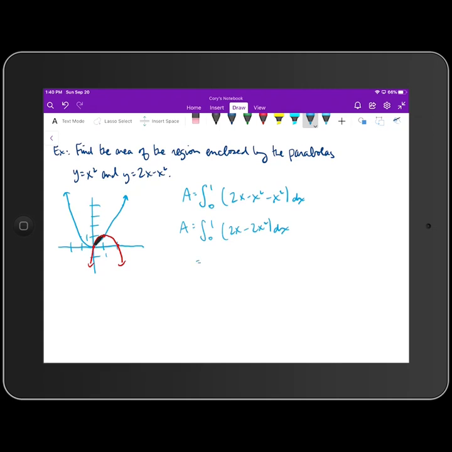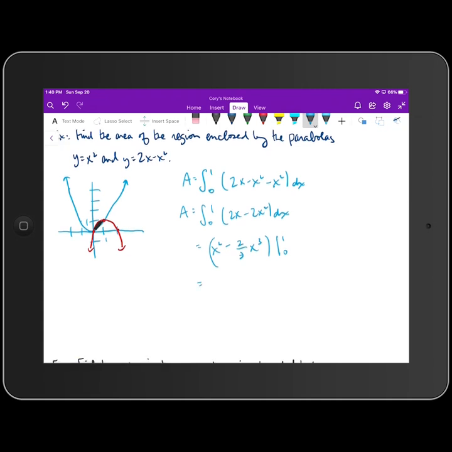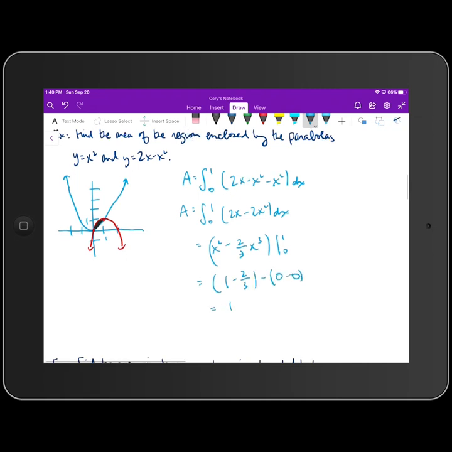So the antiderivative of 2x is x squared, minus the antiderivative of 2x squared is 2/3 x cubed, which we're going to evaluate at 1 and at 0. So when we evaluate at 1, we get 1 minus 2/3. We evaluate at 0, we get 0 minus 0. So that area there is going to be equal to 1/3.